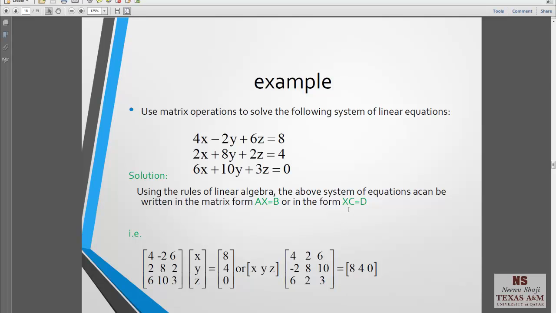The next method is the right division method, where x and d are row vectors. And what about c? C is written in the following way. You have 4, 2, 6. That is the coefficients of all the x in the first row. Then -2, 8, 10. Coefficient of all the y's in the second row. And 6, 2, 3, which are the coefficients of z in the third row.